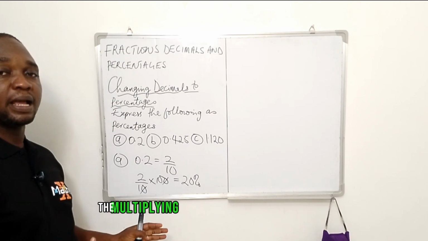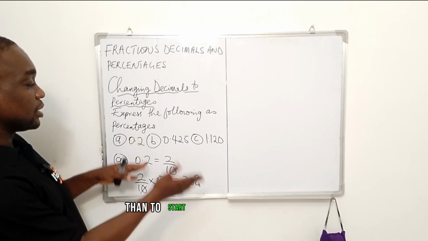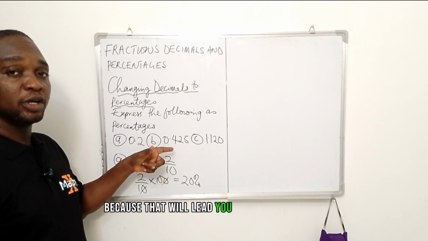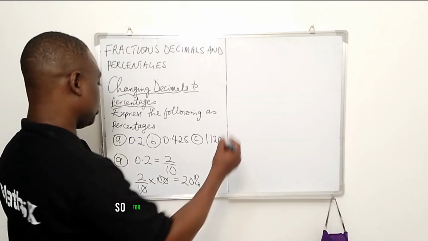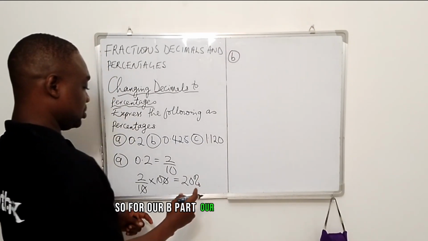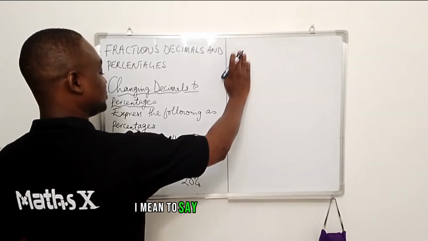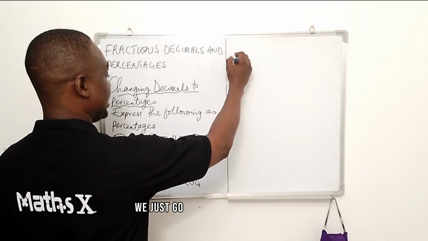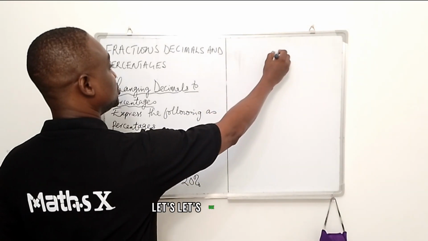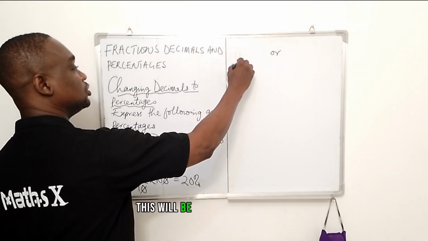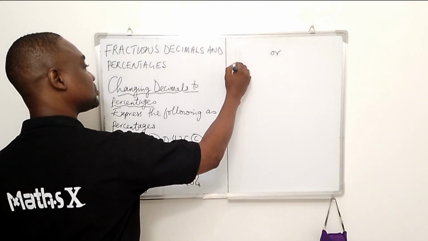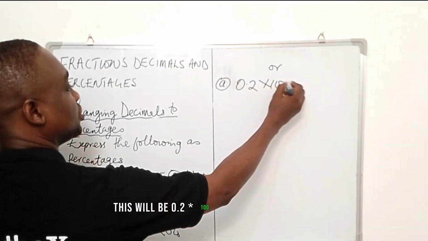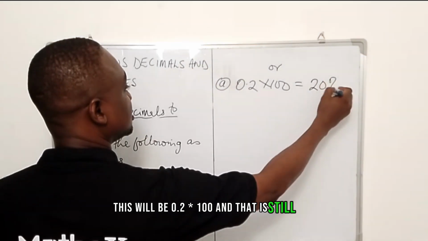This same problem I can do, like I said earlier, by just multiplying by 100 and you're out. I believe multiplying by 100 is the easier way out than to start converting to decimals, converting to fractions, because that will lead you into cancellations. So for our B part, without converting to fractions, we just go ahead and use the A part. This will be 0.2 times 100, and that is still 20%.